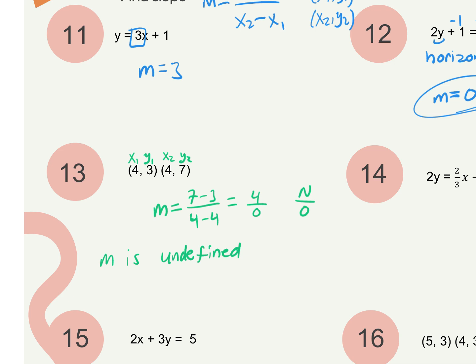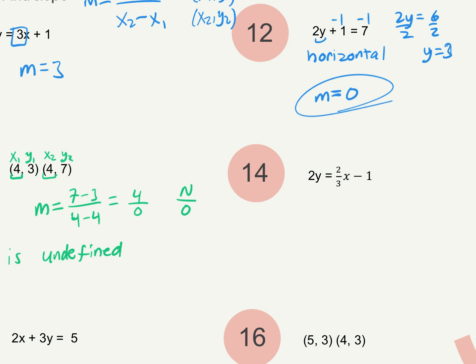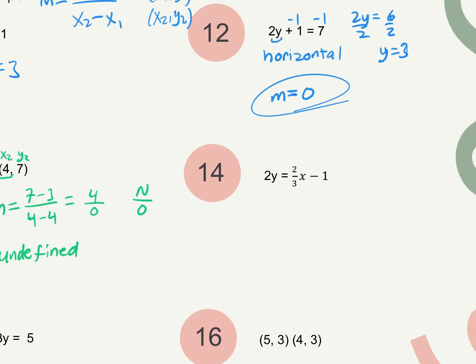This is actually a vertical line. So if you see that the x value doesn't change, that's an example of a vertical line. It crosses the x-axis at x equals 4. So this is an example of an undefined slope. All right, now let's look at the next one.